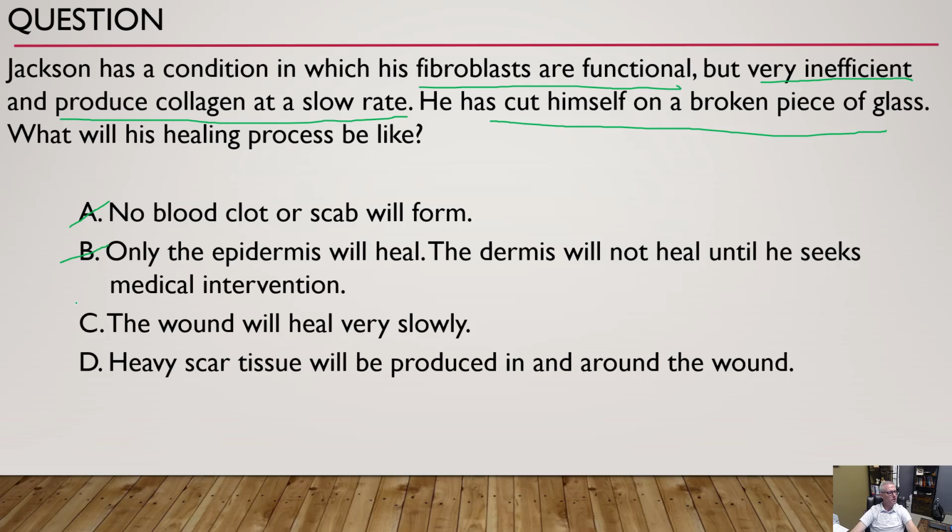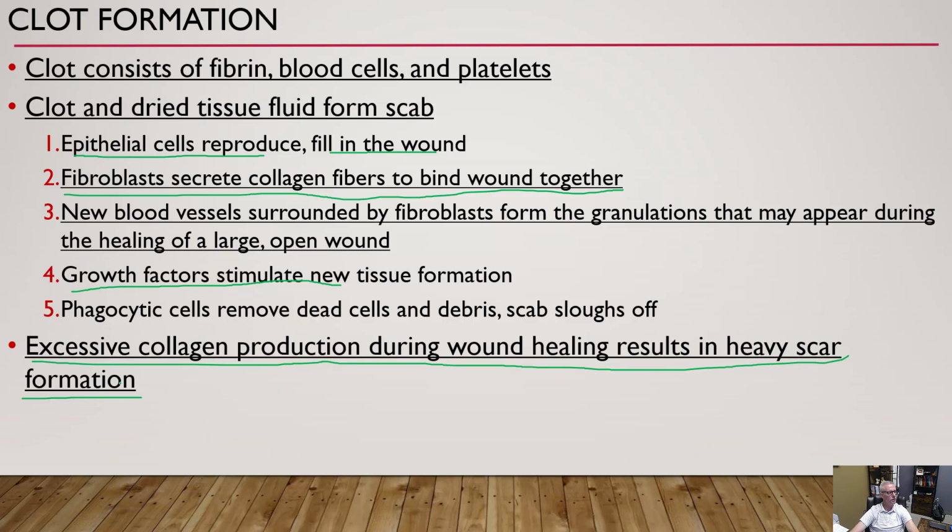So answer C is going to be our right answer. We still produce collagen, but at a slower rate. So therefore the wound is still going to heal, but it's going to heal slowly. Heavy scar tissue will be produced in and around the wound. So excessive collagen production will produce heavy scar formation. That's what I told you here.